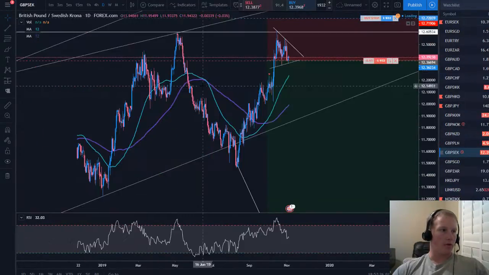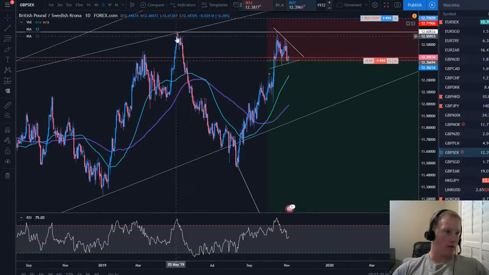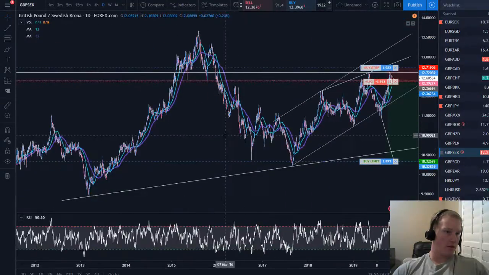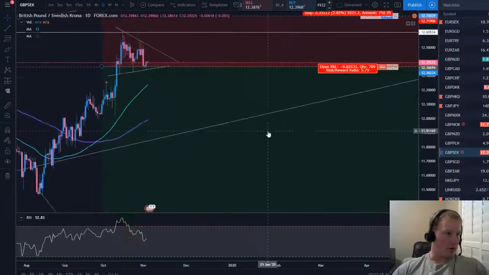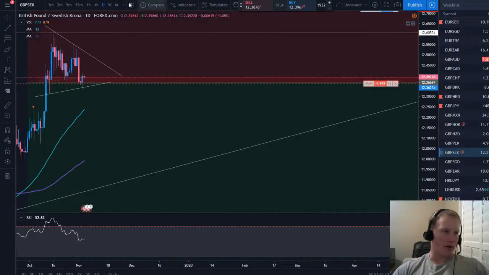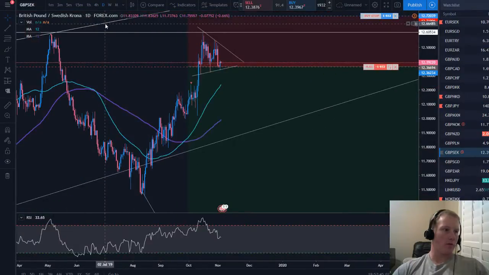British pound, Swedish krona, I have a short on this. Double top here with the RSI divergence. Will it hold? I don't know. It's triangling right now, so we need to see a breakout lower, which I think we might.